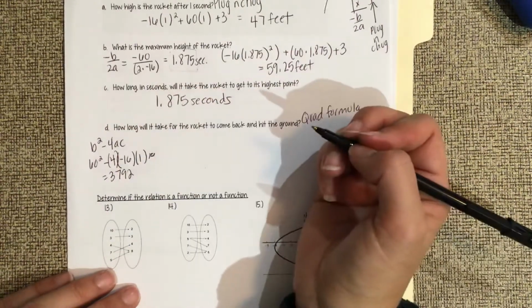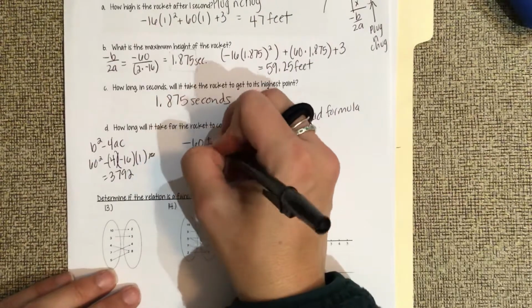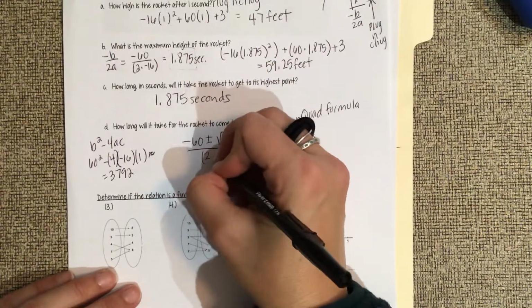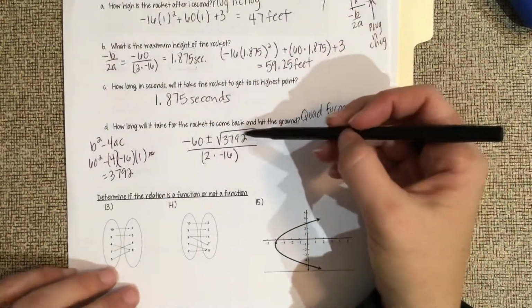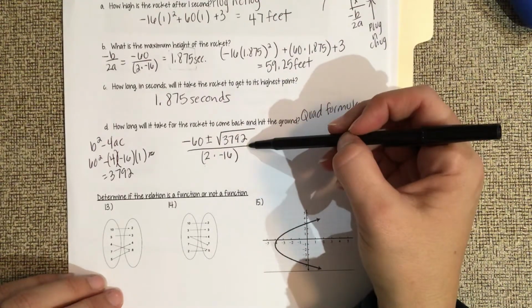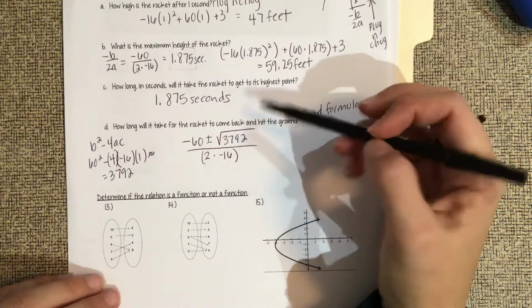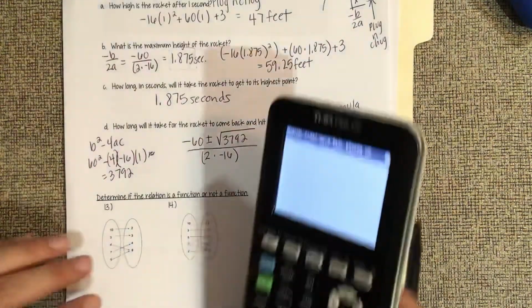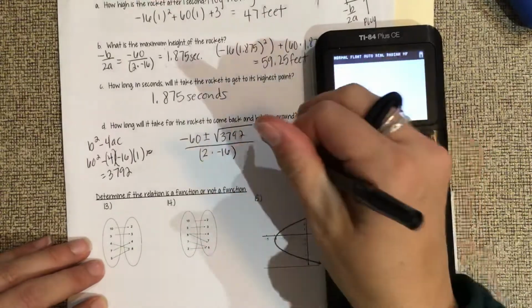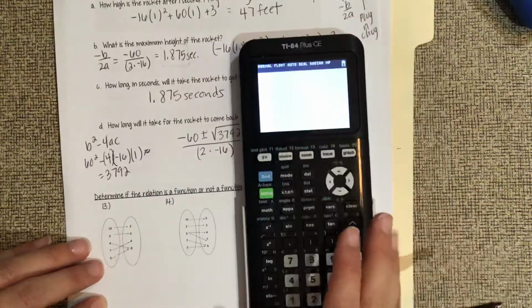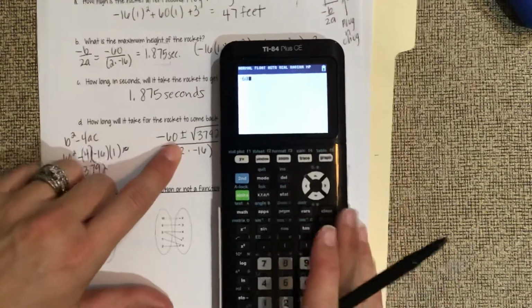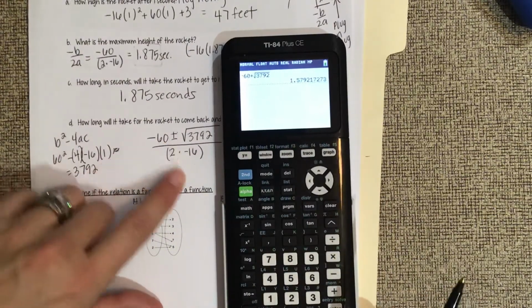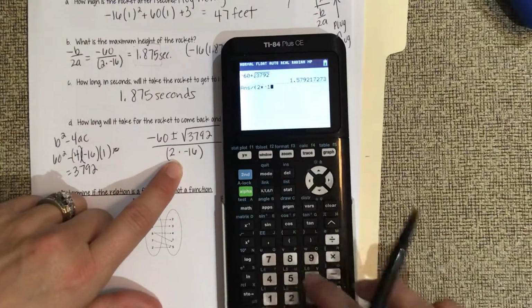So we're going to plug that into our quadratic formula. Negative b plus or minus the square root of 3792 all over 2 times my a value, which is negative 16. Now, normally we would simplify this, but we aren't going to do that in this case. We are just going to use our calculator. Remember we have two different answers here, the plus version and the minus version. I'm going to start with the top of the fraction. So I have negative 60 plus the square root of 3792. Then I'm going to divide that by 2 times negative 16.